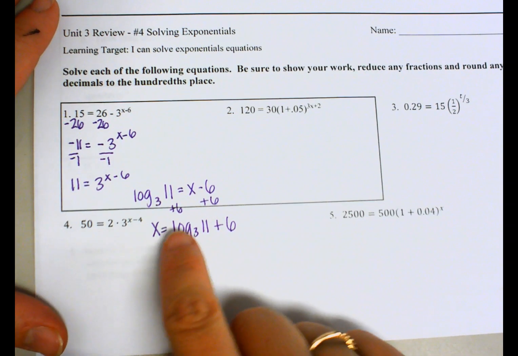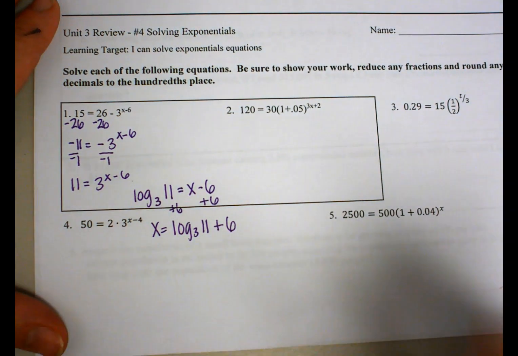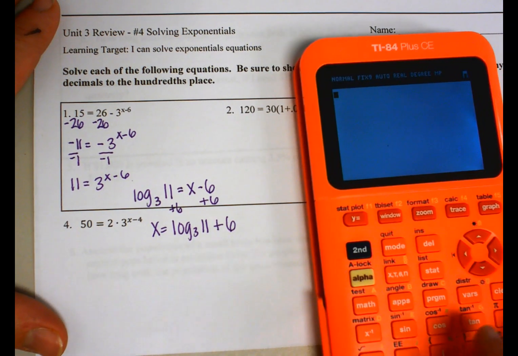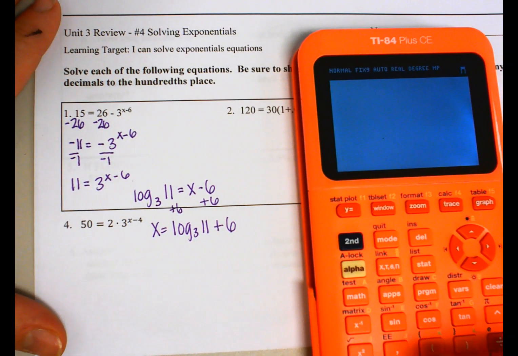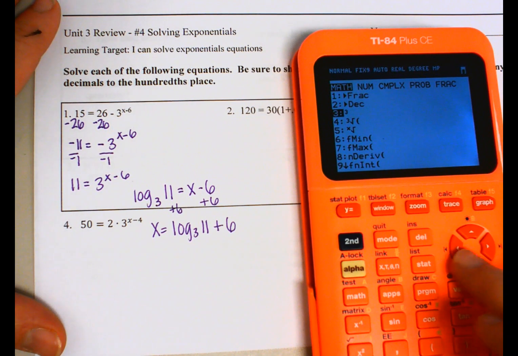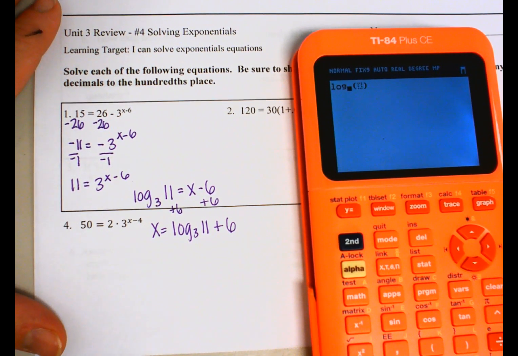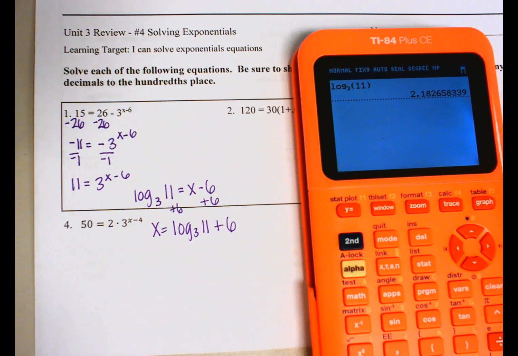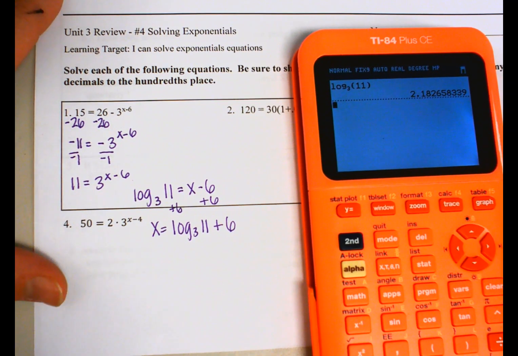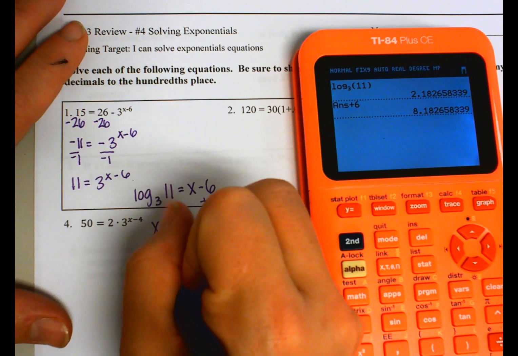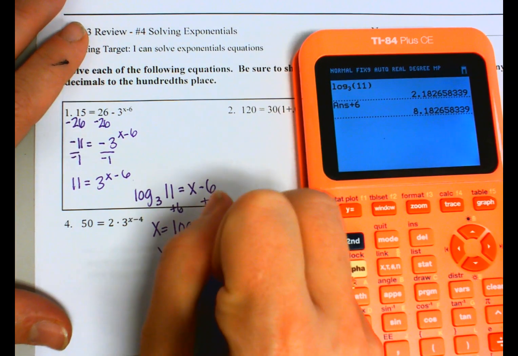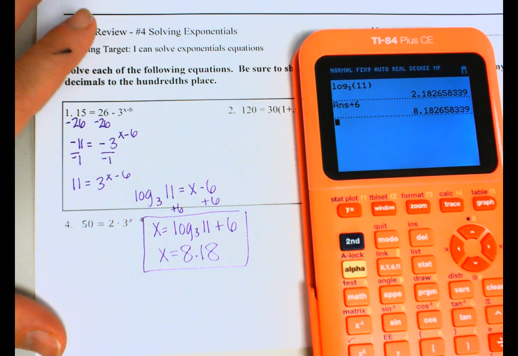So you could leave this answer like this if you wanted to, or in your calculator, if I want to figure out what the log is, you're going to hit math, and then you're going to scroll all the way down till you get to the letter A, which says log base. And then we're going to say log base 3 of 11. And that's the value, and then we're going to add 6 to that. So you could either do it all in one line, or after that I can just add 6. So then I get that x equals 8.18. So these are the two answers that we can have for this problem.